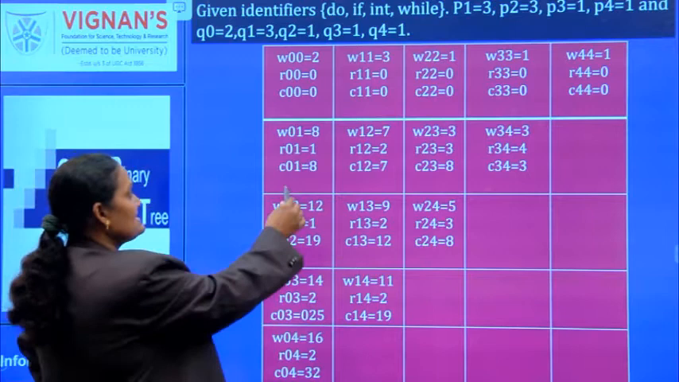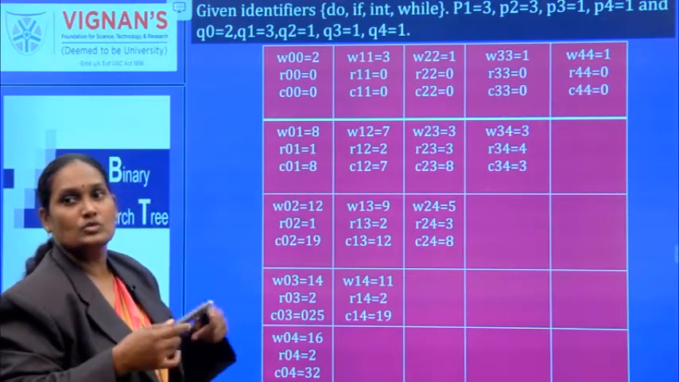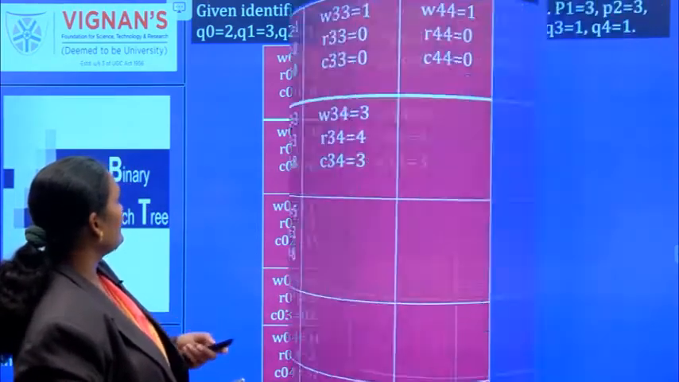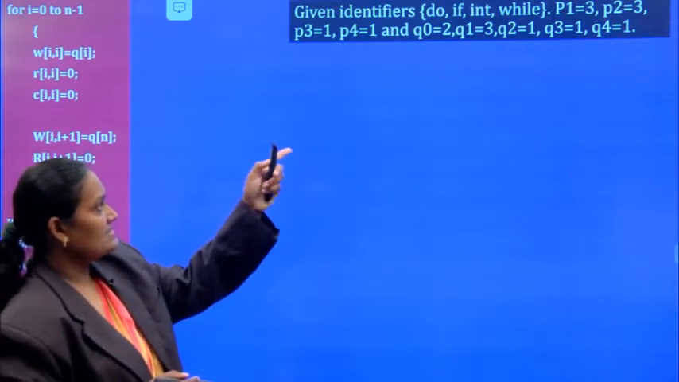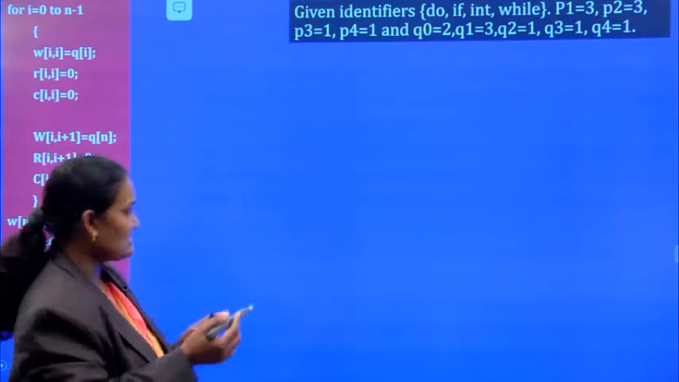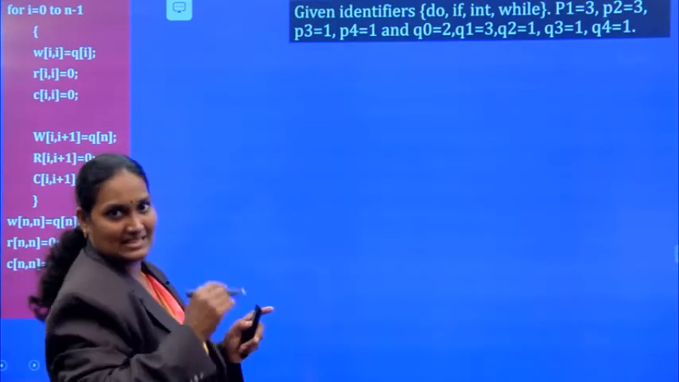Now here I have given some values for all these things. Let us see how to calculate all these values and how to tabulate them. Here are the given identifiers, and I have taken the same example that we took earlier. Now I am going to analyze the algorithm for this example.